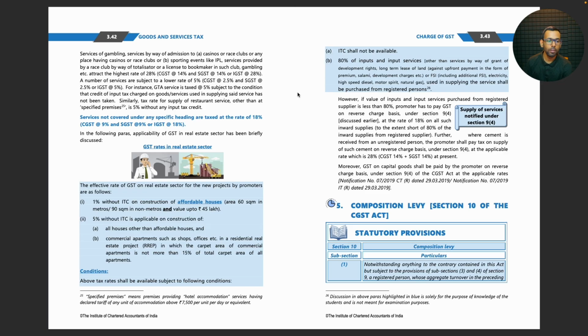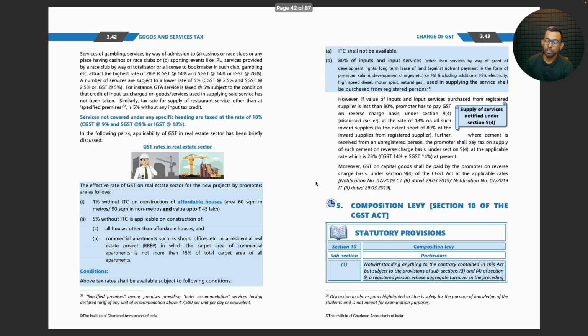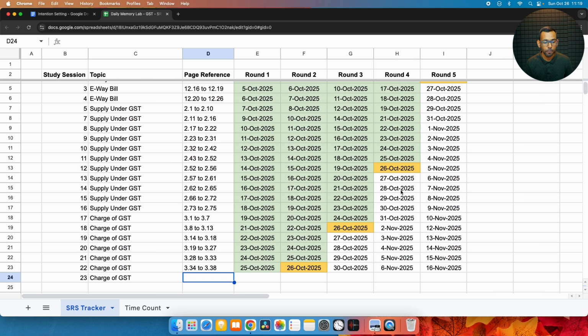Okay, so again, this section has been kind of a washout for me today. Anyway, that's okay. So we will stop with this fourth subsegment we have completed. From here on, the chapter proceeds with composition levy. So for the rest of the chapter, we will be dealing with this composition levy. We will stop here. We have completed till page number 43.